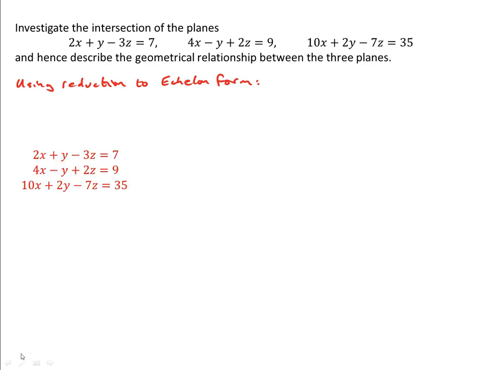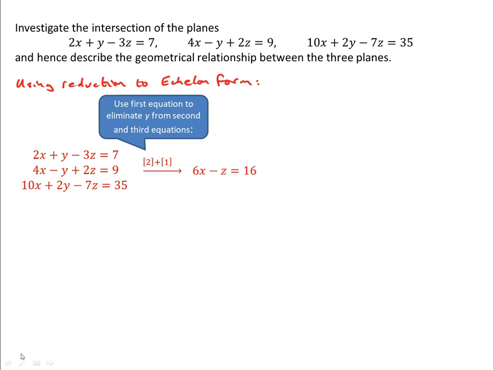So we've got our three equations. It's quite easy to eliminate y using the first equation. We can eliminate y from the second and third equations relatively easily. So, to eliminate y from the second equation, we could take the second equation and simply add the first equation. And if I do that, I'm going to get 6x minus z equals 16.